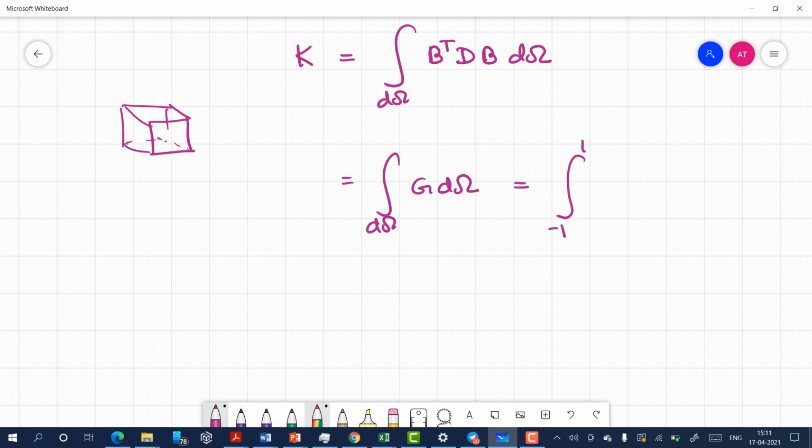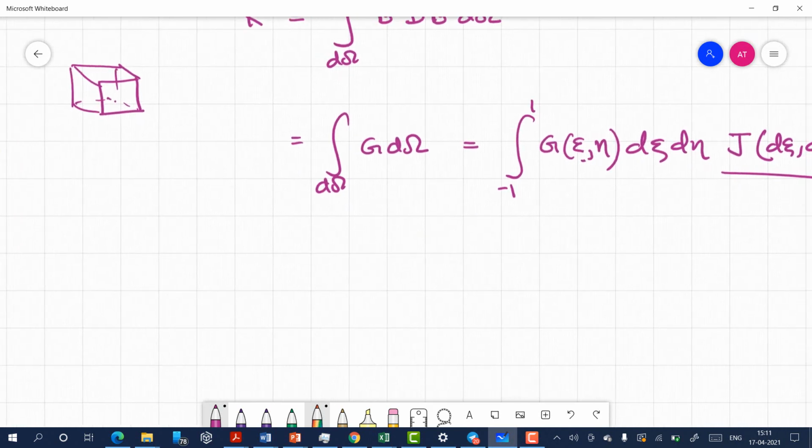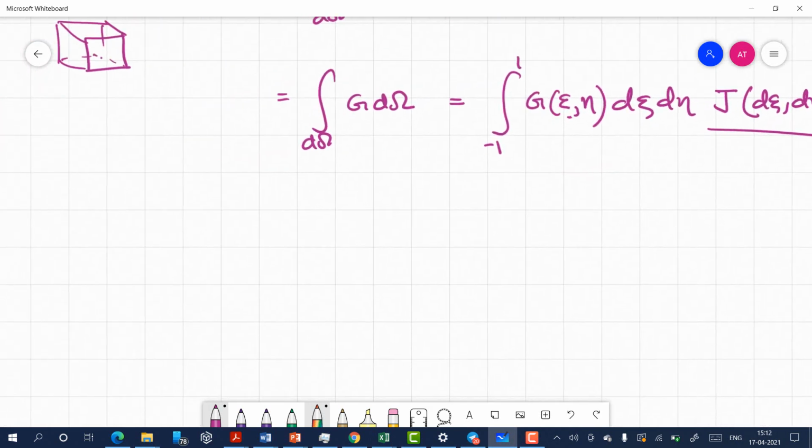So let us say I'm doing it for 2 dimensions, so I can do it as integration over zeta, eta, d zeta d eta from minus 1 to plus 1, and then I have to write J d eta d zeta, and this is the Jacobian. Okay, how I'm getting this is actually very simple.